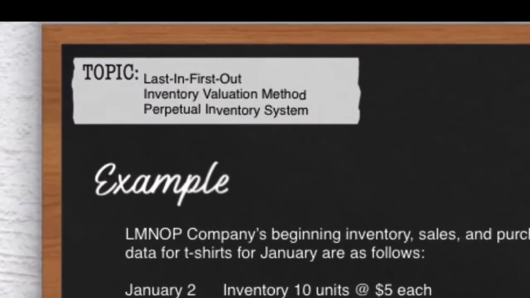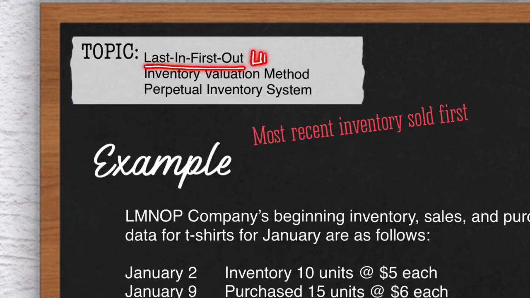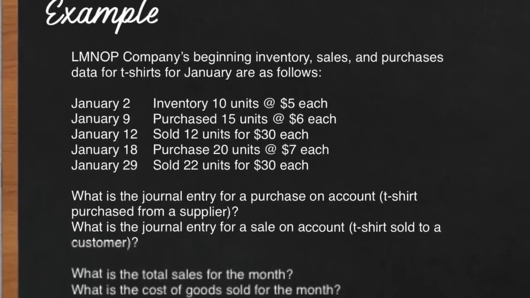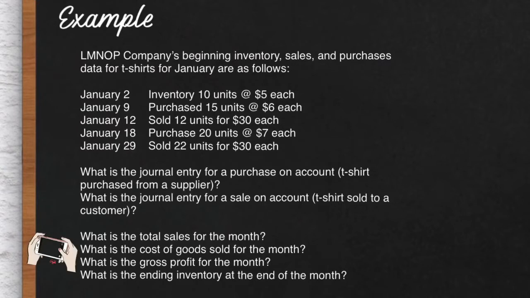Let's go over last in, first out. It's also referred to as LIFO. It's an inventory valuation method. And we're going to assume for this example that we're using a perpetual inventory system where the inventory is constantly being adjusted. Our example here, feel free to screenshot it or take a picture, is for LMNOP companies.